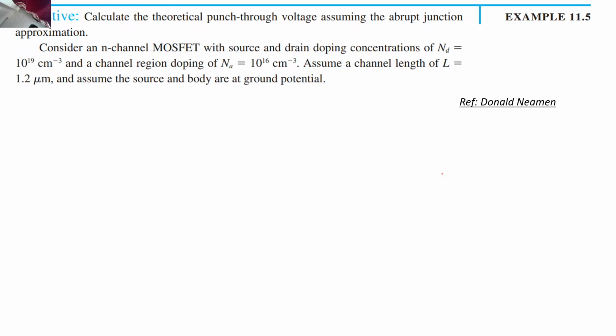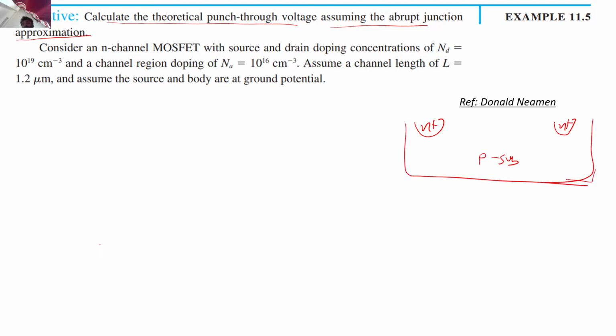It's a very interesting question. They are asking to calculate the theoretical punch through voltage assuming the abrupt junction approximation. So what is this? Okay, so now this is n plus, and this is your P substrate. I'm just drawing a rough diagram of the MOSFET, and you know there is a depletion region present around here. And let's say you have oxide.